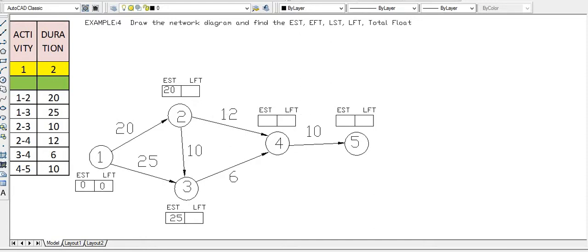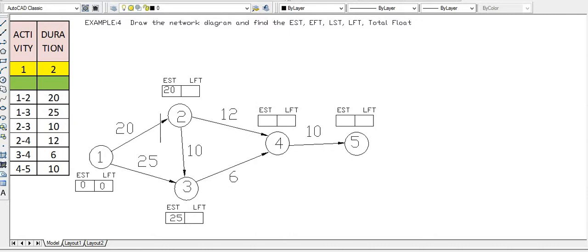So there are three routes connecting to this fourth node. 1 2 4 is the first route, which has a duration of 32 days. What is the second route? The second route is 1 2 3 4. What is its duration? 20 plus 10 plus 6, that is 36. The first route has a value of 32, the second route has a value of 36. And what is the third route? The third route is nothing but 1 3 4, which has a value of 25 plus 6, that is 31. So what is the maximum value?